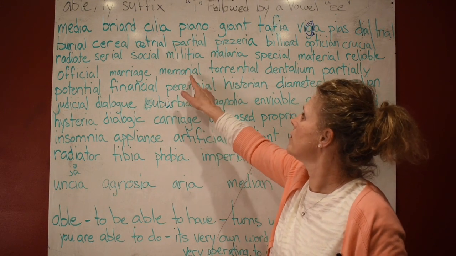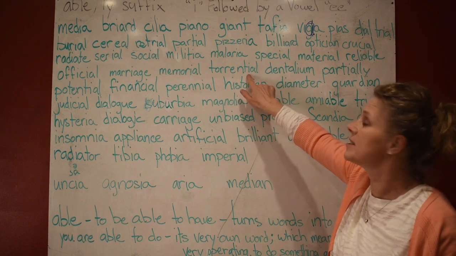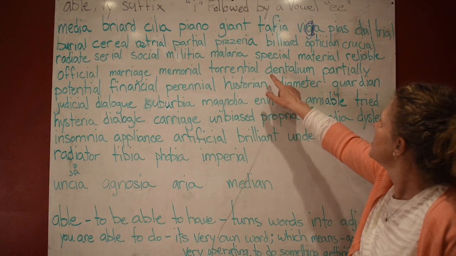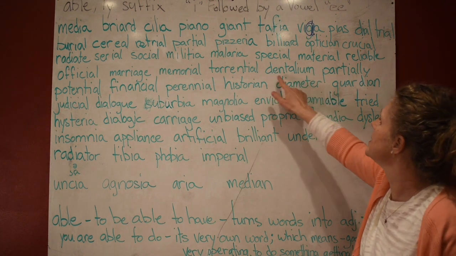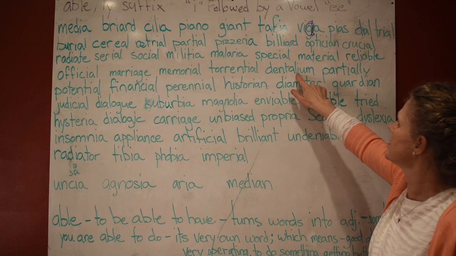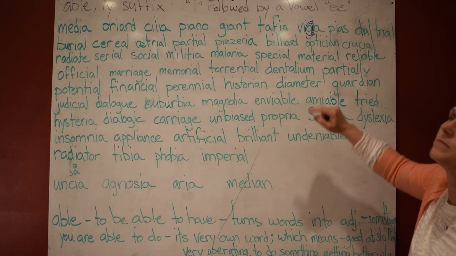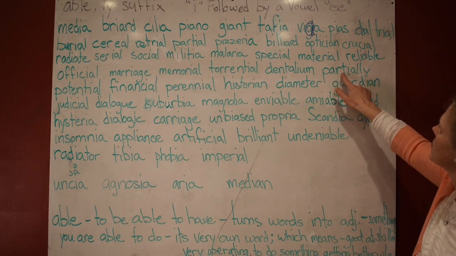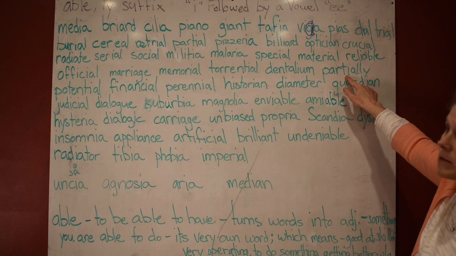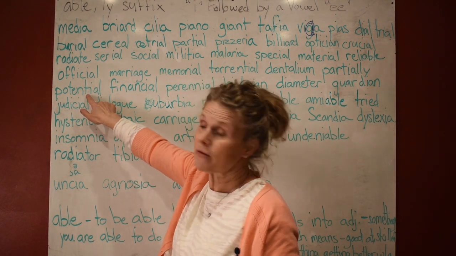Memorial, torrential, this is a digraph. Dentalium, this is E because it's followed by a vowel. Partially, see that? Partially, this is a digraph. Okay? Potential, this is a digraph.